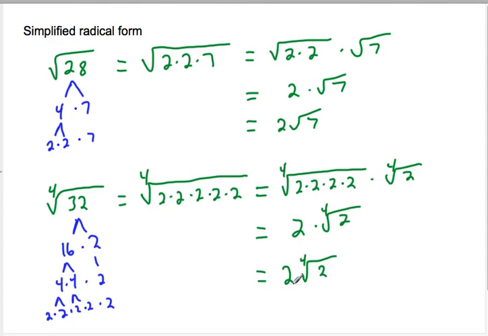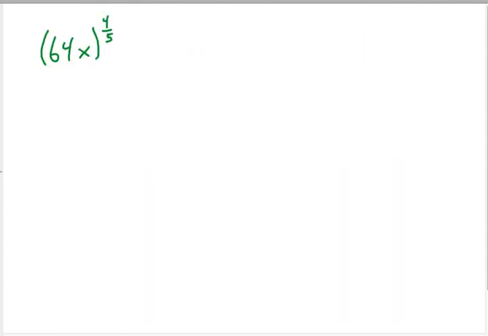Okay, so we're going to use this knowledge to do another example here. Here we have 64x to the 4/5 power. In this case, because of the parentheses, the 4/5 is going to affect each thing in here. So what we have is 64 to the 4/5 power times x to the 4/5 power. Now, the fifth root of 64, there is no whole number that is the fifth root of 64, because 64 is, I believe, 6 2's, so 2, 4, 8, 16, 32, 64.